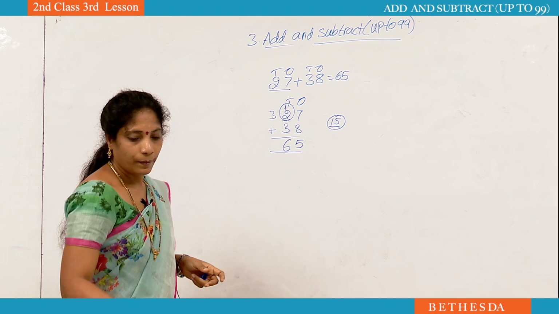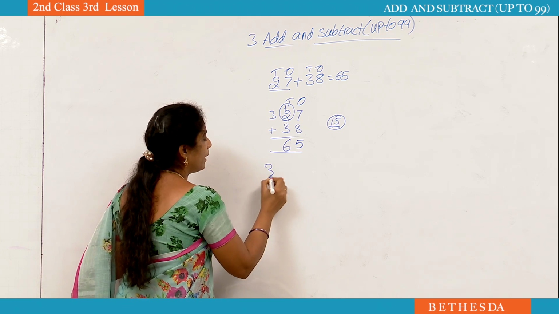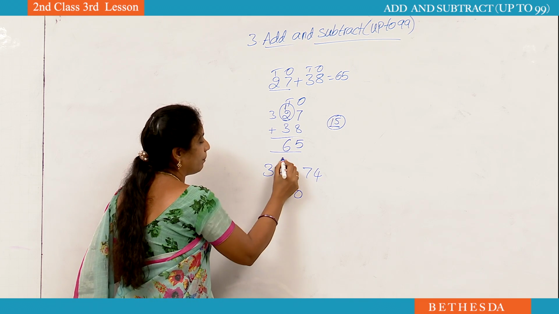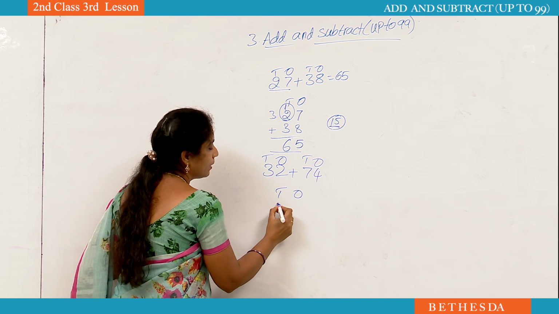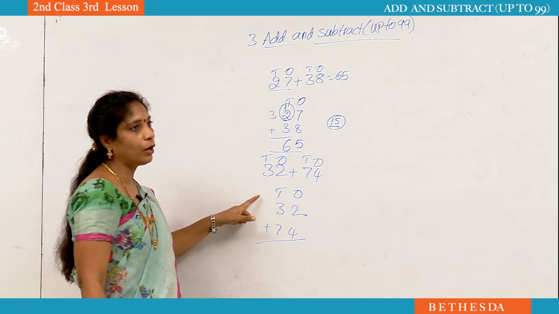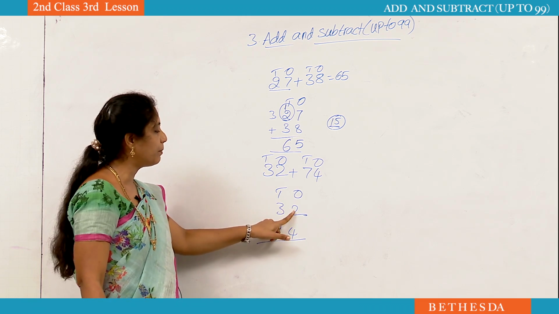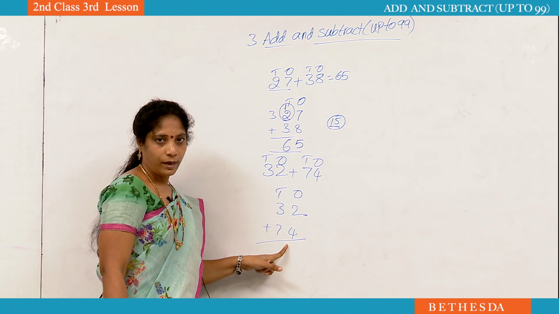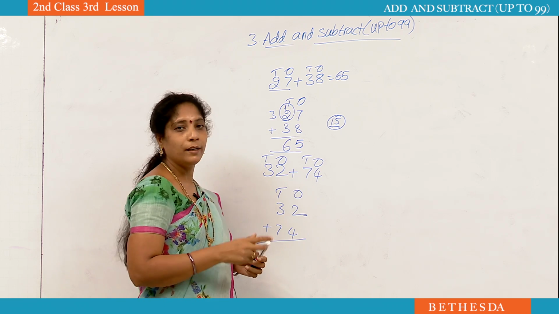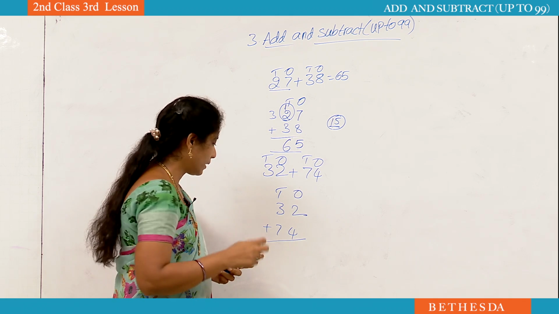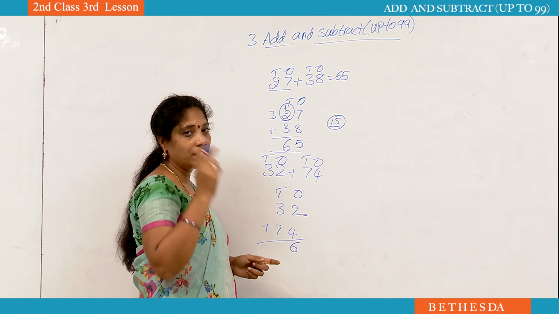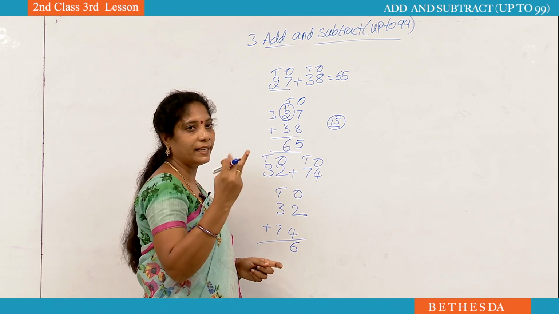See here. Now I will teach you another sum. 32 plus 74. Now arrange those numbers in column method: ones, tens. Now 32 plus 74. First, while we are doing addition, we have to start from the ones place. What are the ones place numbers? 2 plus 4. In addition, the big number is in my mind and the small number is in my hand. 4 is in my mind, 2 is in my hand. 4 after 5, 6. See here, 3 plus 7. 7 is in my mind, 3 is in my hand. 7 after 8, 9, 10.